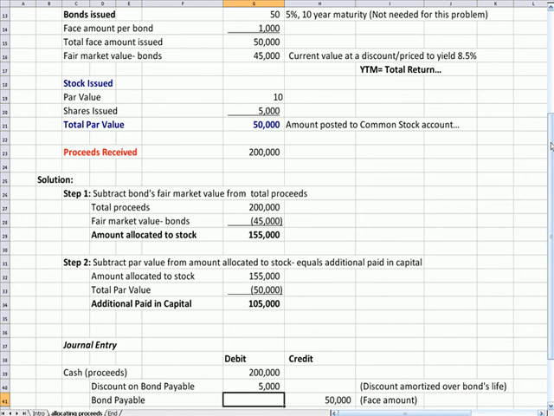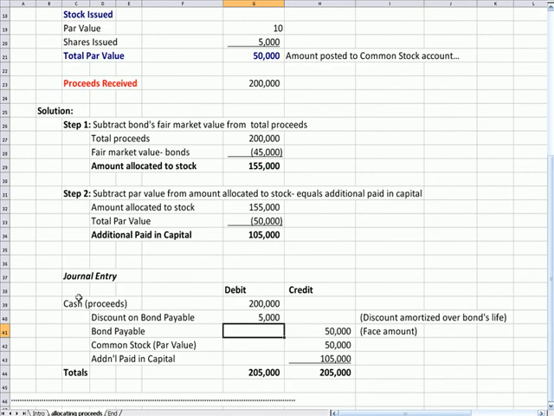So what I've done in this journal entry is record cash that I received, the liability for the bonds that I issued at face amount, the common stock and additional paid-in capital credit for the equity, and the debit for discount on bond payable.